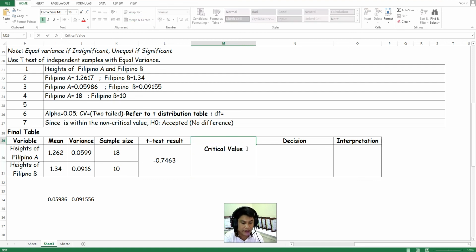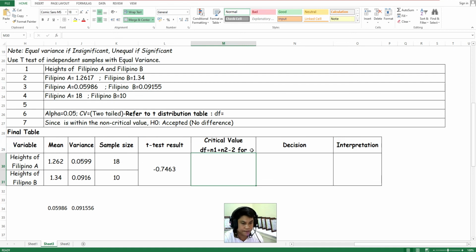you should know that the degrees of freedom is equal to n1 plus n2 minus 2 for equal variance. There is another DF computation for unequal variance. So meaning we have to find the degrees of freedom, which is n1 plus n2 minus 2. So again, 18 plus 10 is 28, minus 2 is 26. We are using this formula for equal variance, a different formula for unequal variance.